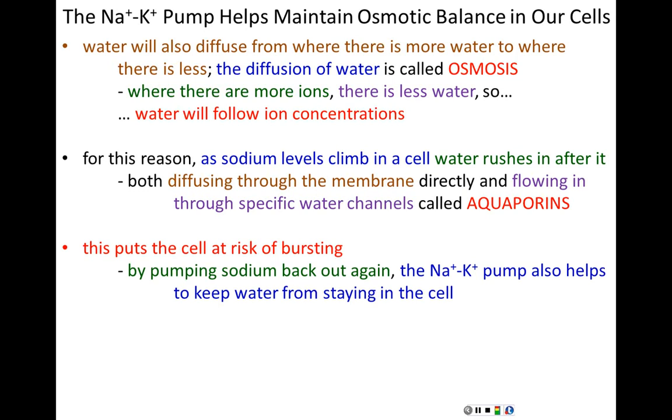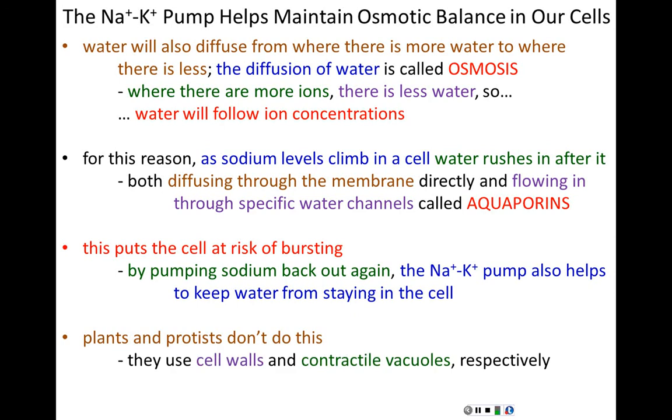By pumping the sodium back out of the cell again, the sodium-potassium pump is actually protecting against bursting. The sodium-potassium pump is helping to keep water from rushing into the cell too much by pumping the ions that water is trying to follow back out of the cell. Plants and protists don't do this. In fact, plants and protists don't have sodium-potassium pumps at all.